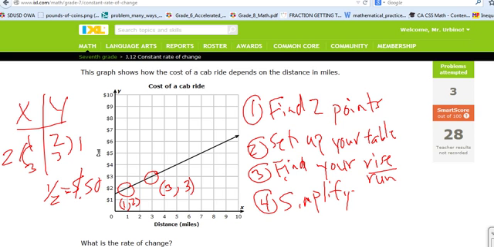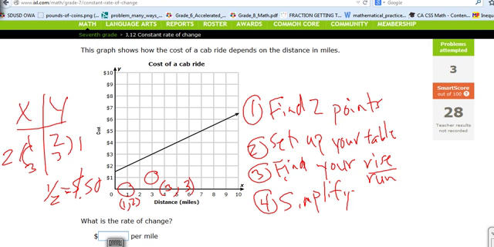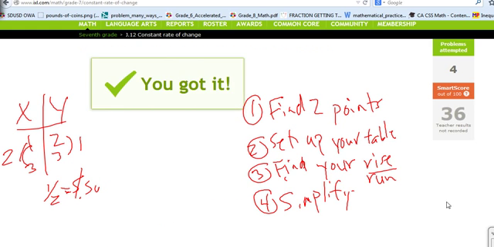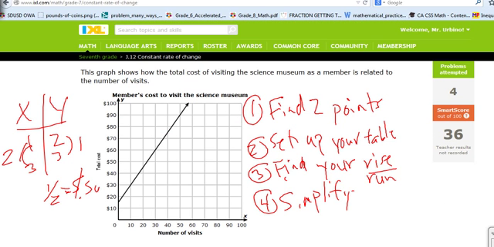Okay. So if you follow these steps, you'll be able to do J12 very easily. So if I put this in, cost of a cab ride, that means that for every 1 mile, you're spending 50 cents. So I'm just going to put 0.5 because that's 50 cents. And we got it.